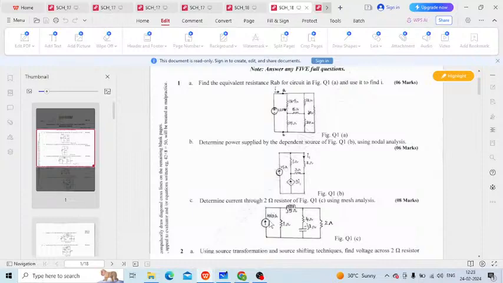And here in this particular one, question number 1b: determine the power supplied by the dependent source of the figure using nodal analysis. So the dependent source is here and you're going to find the power supplied by the dependent source.